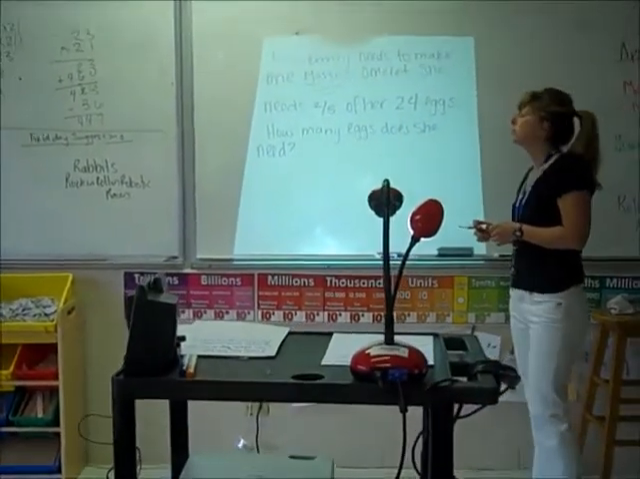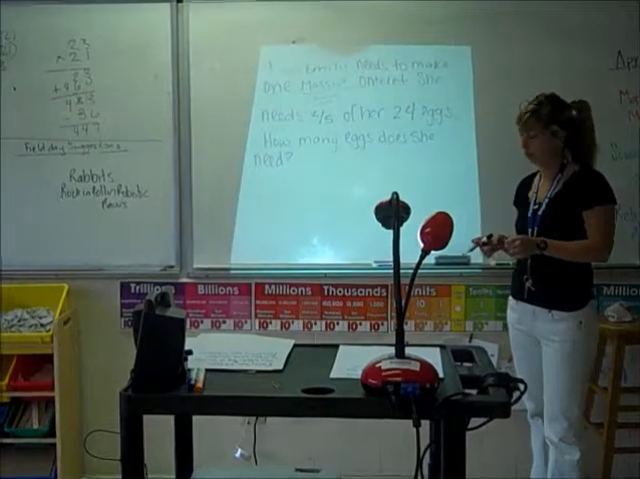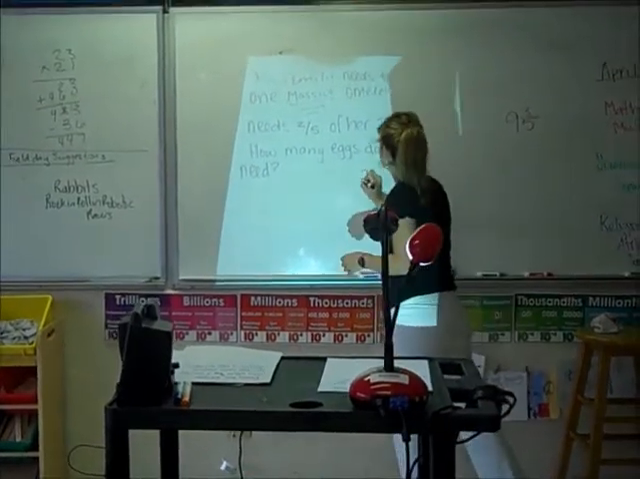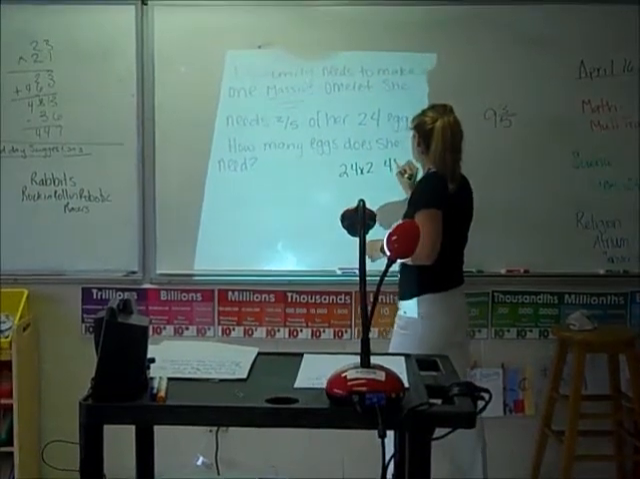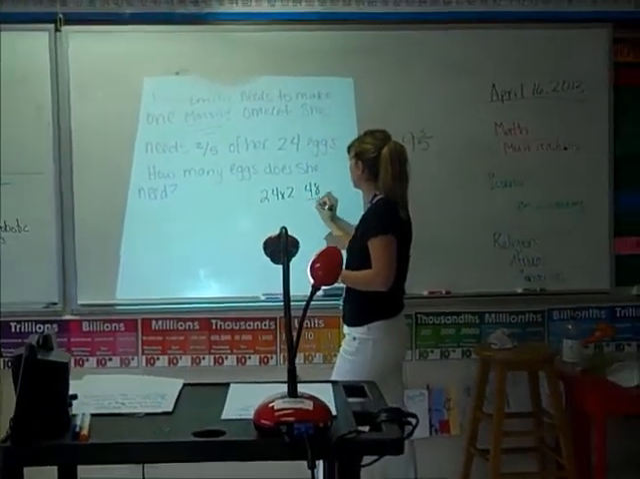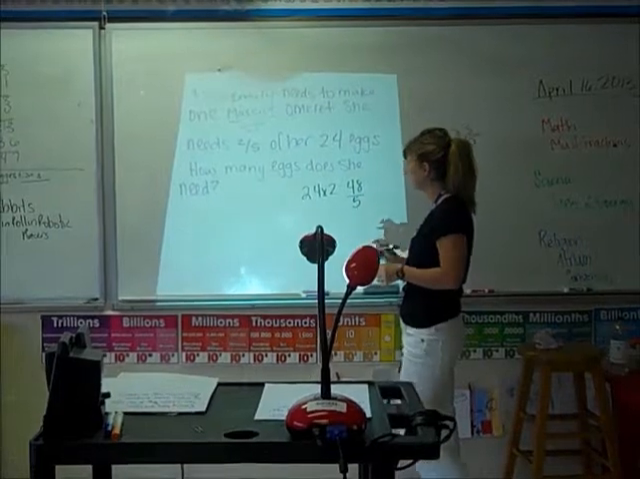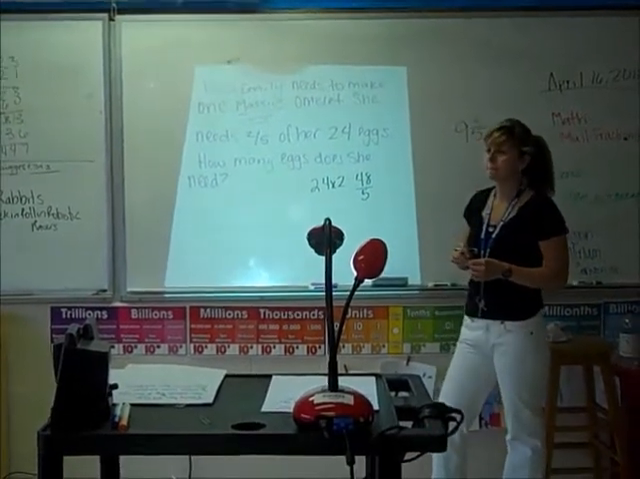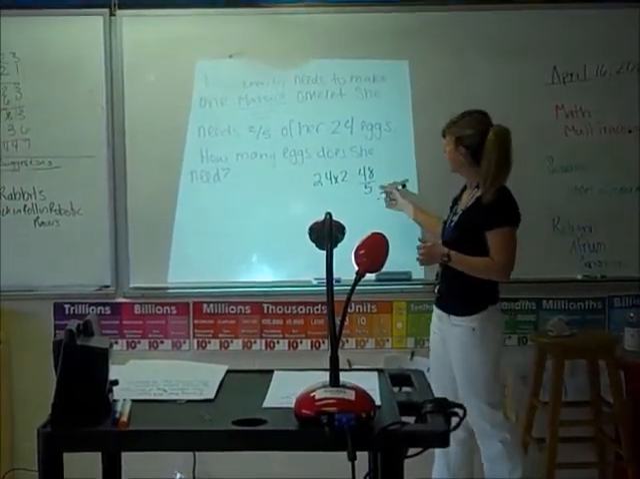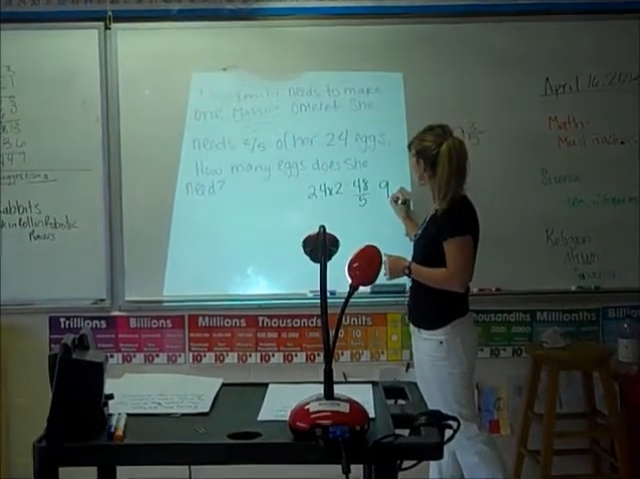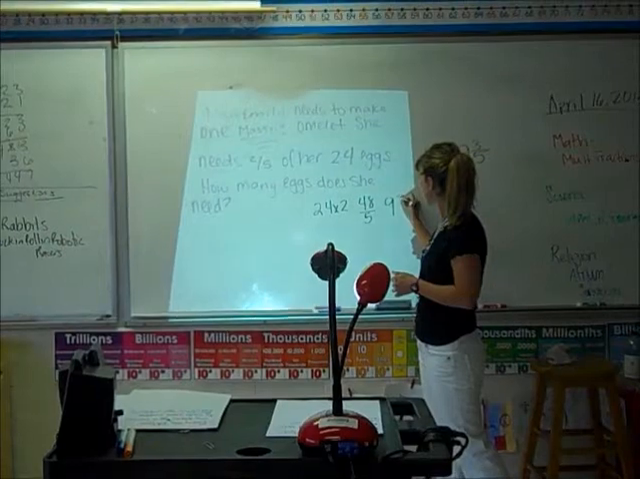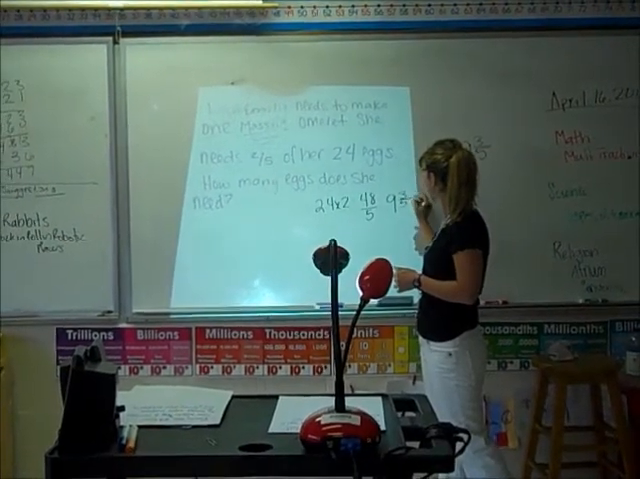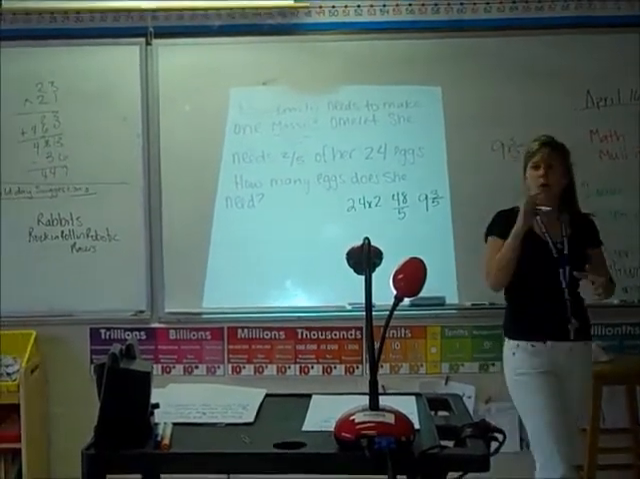I did 24 times 2, because the top number is 2. And I got 48, and I knew the denominator was 5. So I put that under the 48, and so I made 48 fifths. And then I divided 48 by 5 and got 9 with the remainder of 3. And then I put 9 down as the whole number and put 5 under the 3 as the denominator, and I got 9 3/5.